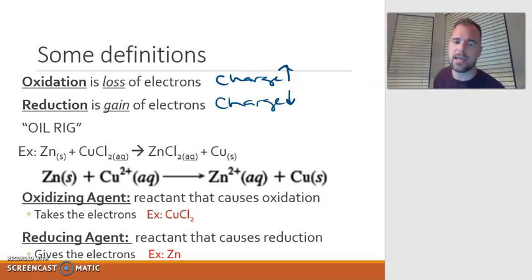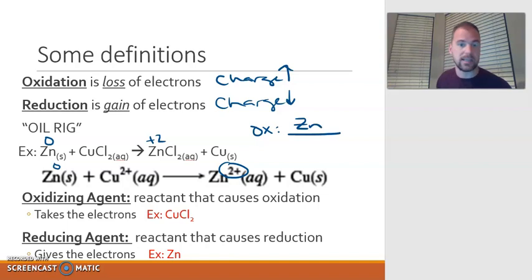A way to remember that is OIL RIG. OIL RIG is a mnemonic device, a way to remember. OIL RIG stands for oxidation is losing electrons, reduction is gaining electrons. So revisiting our problem from a few slides ago, remember zinc went from 0 to +2, and that's shown down here. Zinc's charge went up as a result of losing those 2 electrons, so zinc is what was oxidized. If I asked you what was oxidized, that's zinc.